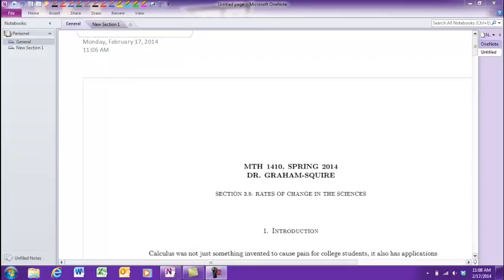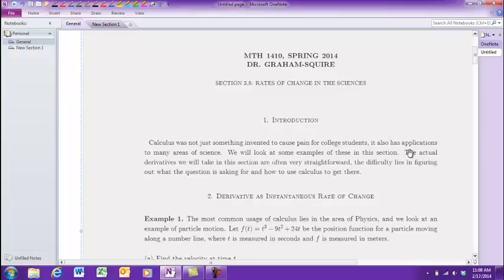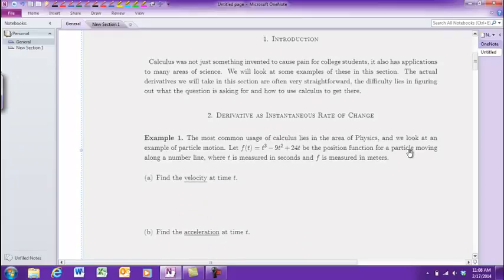Section 3.8, Rates of Change in the Sciences. So calculus really is all about measuring change and how fast things change, and rates of change. And this is not just some random theoretical thing that we do, it actually has some very important applications. And we're going to look at some of those in this section.